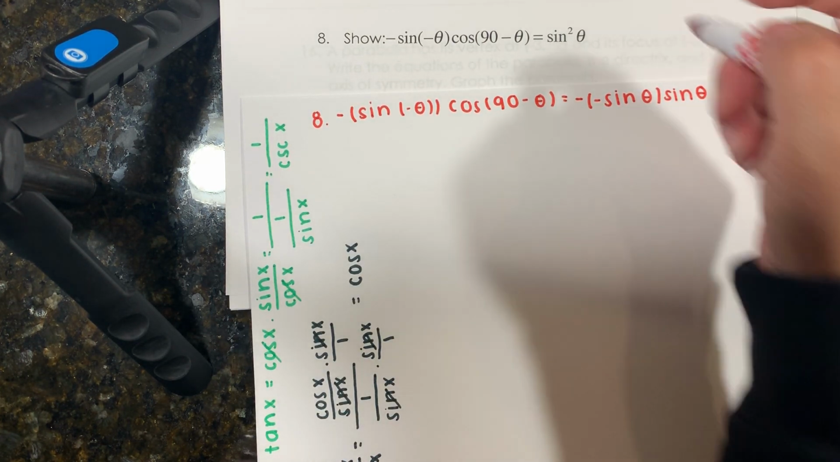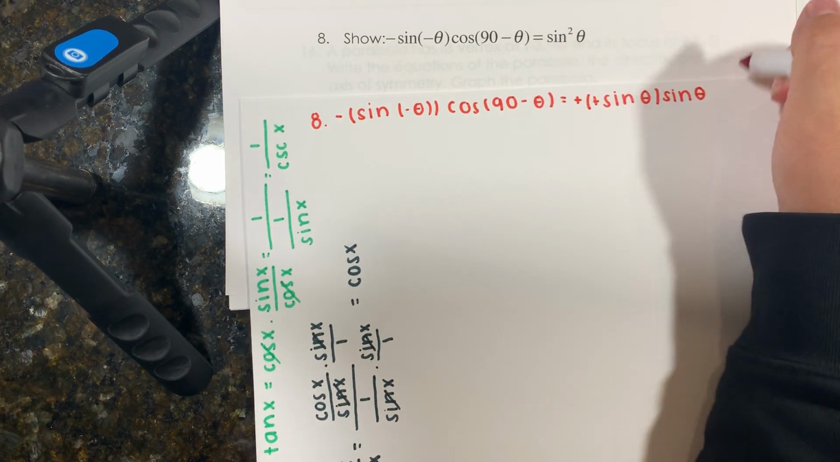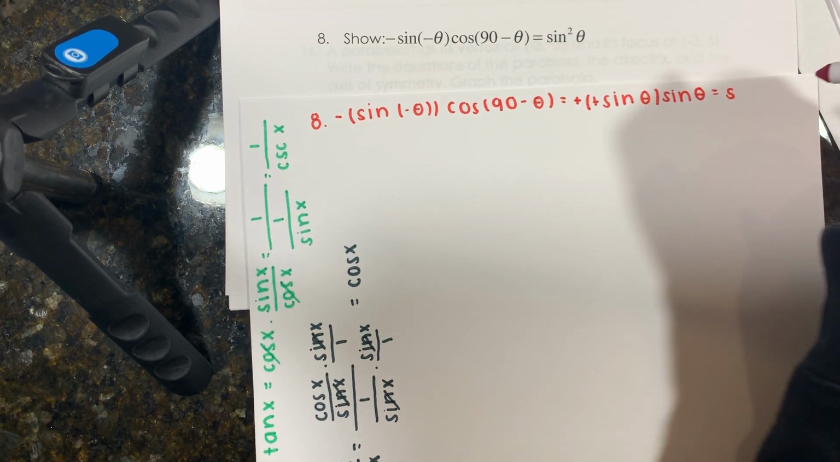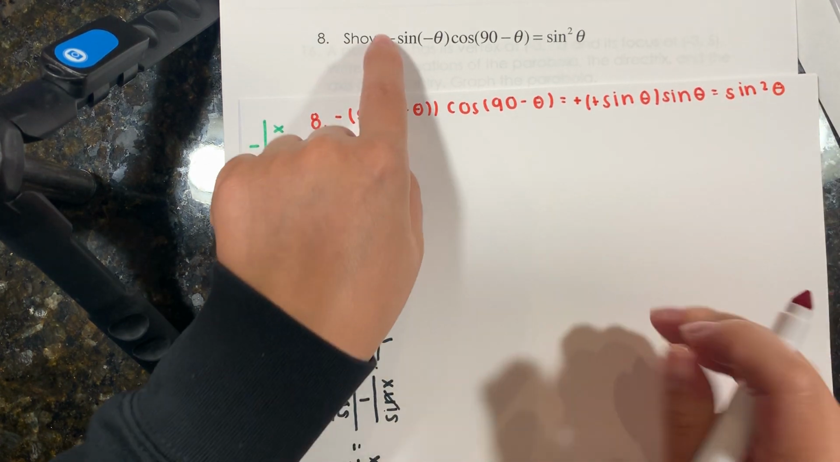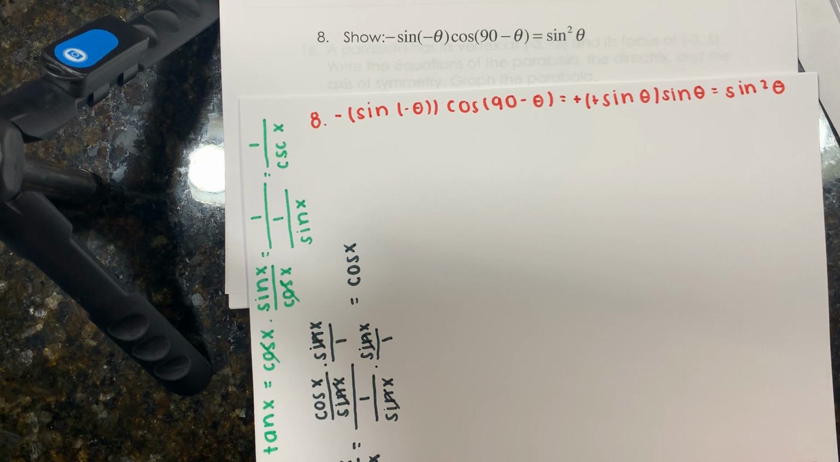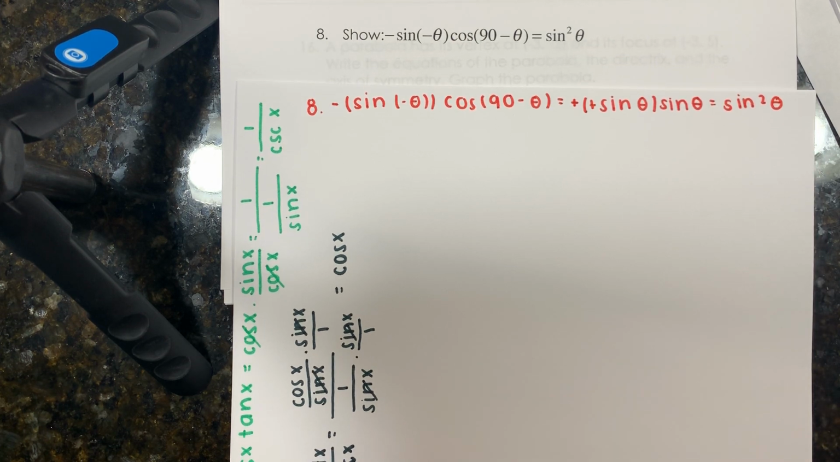Now, two negatives make a positive. So that means this is going to be equal to sine squared theta. So the left is equal to the right. And that's what these proofs are.